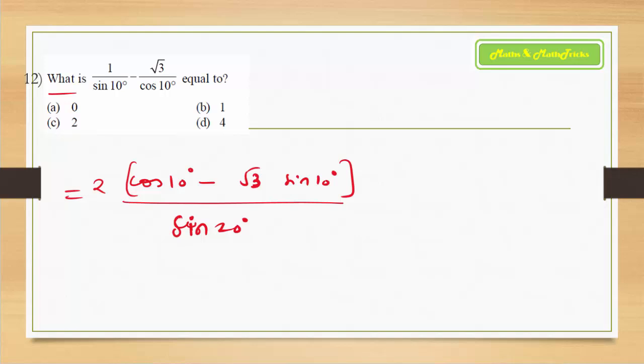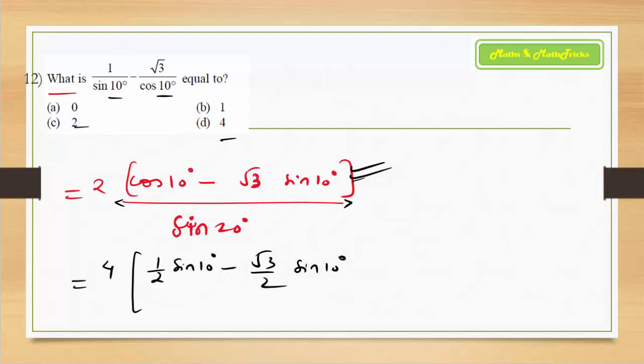So why did I do this? Because there is an important clue that this angle is non-standard and it has to be simplified, get cancelled, to get a standard value as the answer. And here if you multiply only the numerator by 2, you get the 4. The numerator becomes 1 by 2 cos 10 minus root 3 by 2 sine 10, with cos 10 in the first term and sine 10 in the latter term. This is all divided by sine 20.